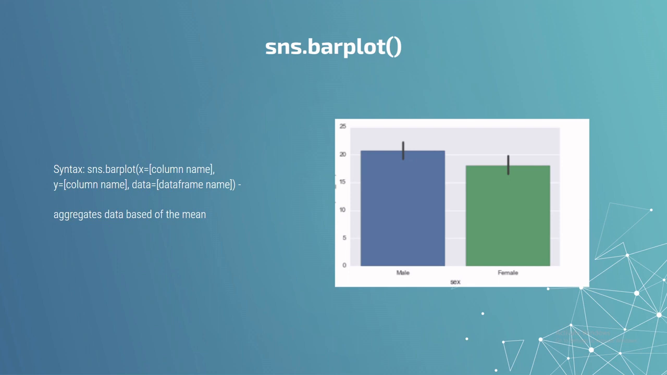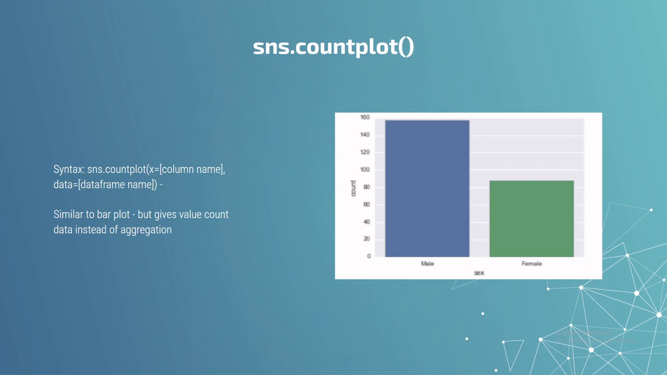This is quite different from our next graph, the count plot. Now the count plot actually counts and only needs one variable input. It's sns.countplot and then x equals column name and then data equals data frame name. It's similar to a bar plot but gives value count instead.